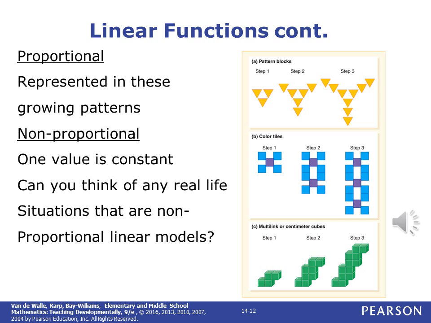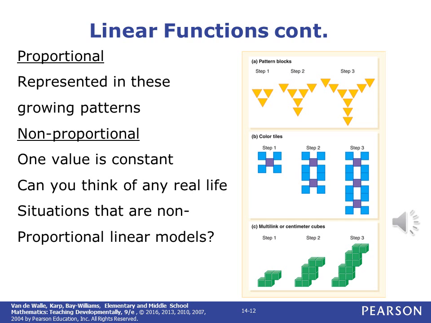Linear functions can also be proportional or non-proportional. What does proportional mean? To be proportional means that to find the output of the function, you just multiply the input by a certain consistent number. All the growing patterns that are on this slide are considered proportional. So again, you would just multiply whatever your step number is by a certain constant number to get the total number of figures, whether that's triangles or square tiles that are in each of your patterns.